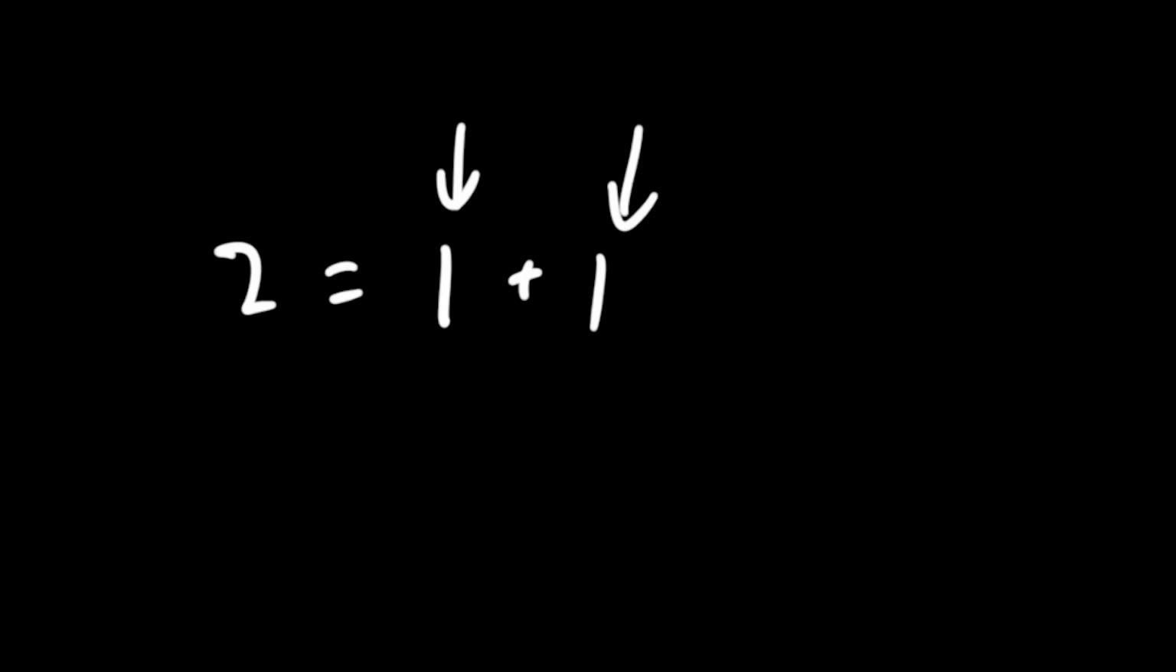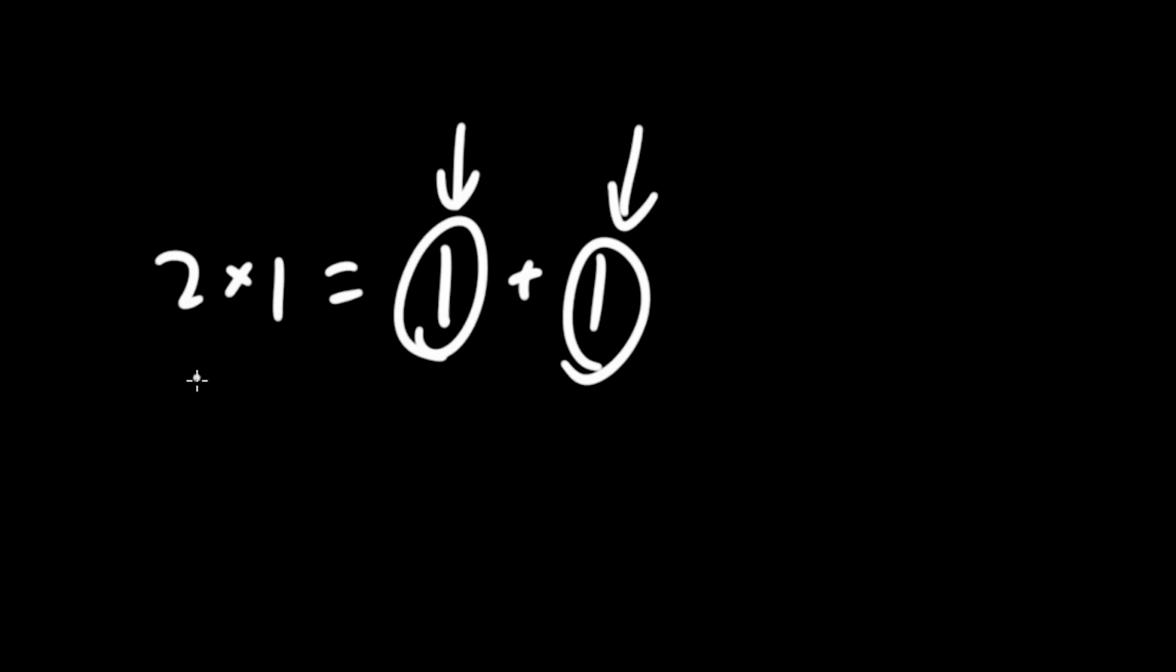So we can actually rewrite this. We can rewrite this as 2 times 1. And this makes sense because we have 2 1s. So we're just rewriting it in another form. We're writing 2 times 1 instead of 1 plus 1. It's just a simplified version of writing 1 plus 1.